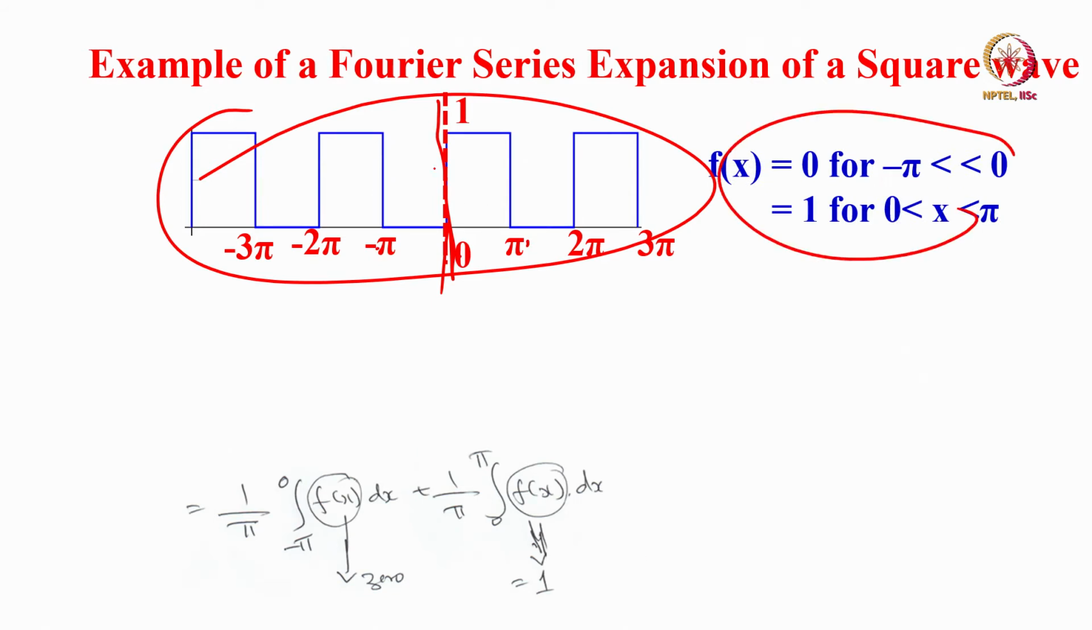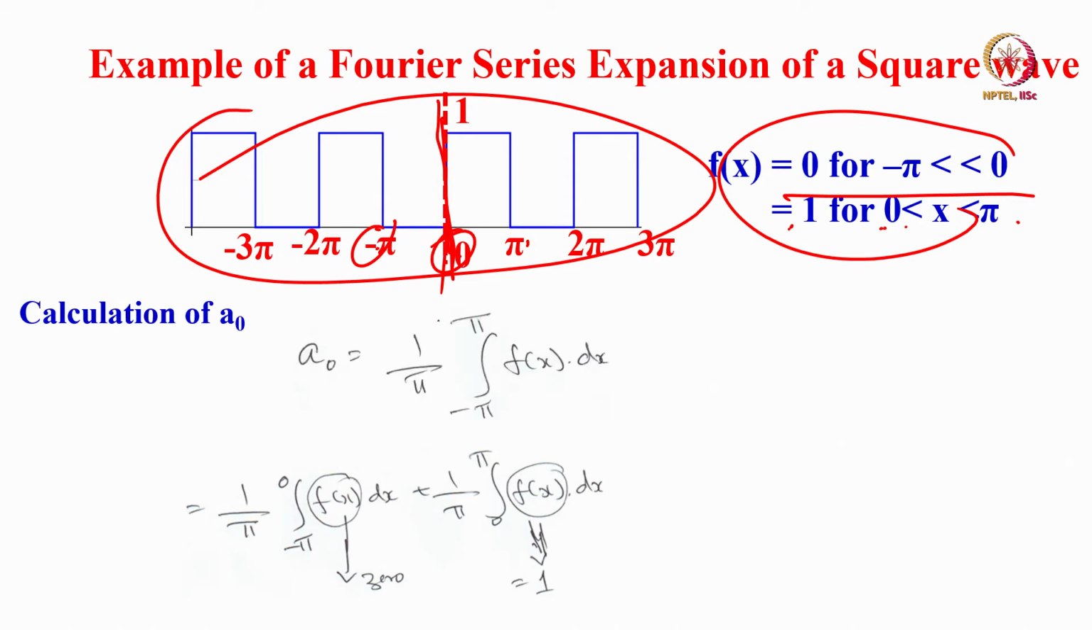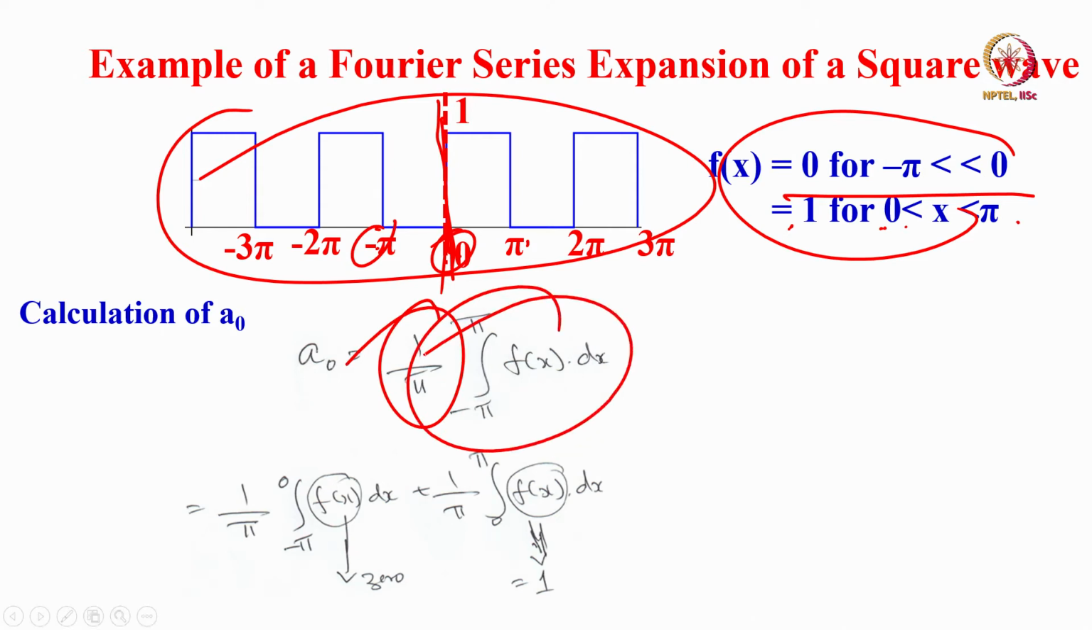Looking at this function, you can say that from minus pi to 0, this function is 0, because x is less than 0 there. For 0 less than x less than pi, it is 1. So this is the way we define the function. Now I can calculate a0. How do I do that? As I told you, a0 is 1 over pi times the integral from minus pi to plus pi of f(x) dx. Of course, minus pi to plus pi and 0 to 2 pi are the same, it is one cycle. Finally, I am trying to tell you we have to integrate over one cycle to get this value.